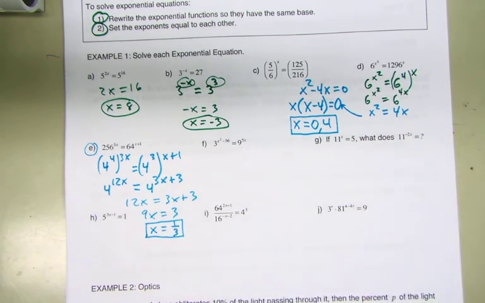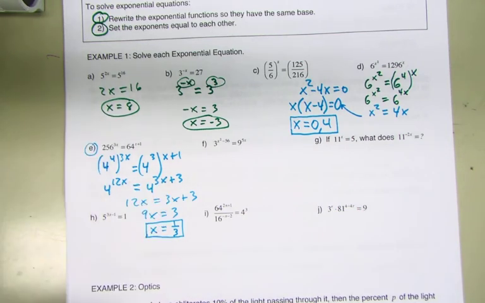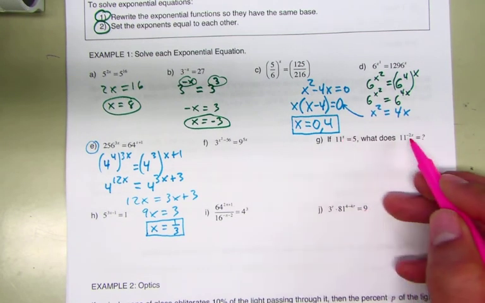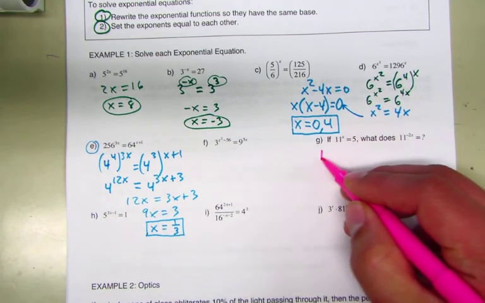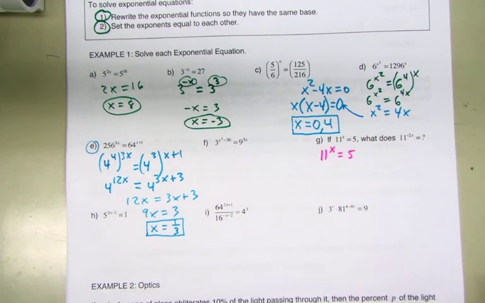Let's look at G real quick. Okay, so like I said, these are all things that I hope you're comfortable with. It's just some of these problems will get a little tricky, but nothing that you guys can't handle, okay? Here we're not actually solving for x. We're trying to figure out what this equals. Okay, so I'm actually going to just start by writing down 11 to the x equals 5.